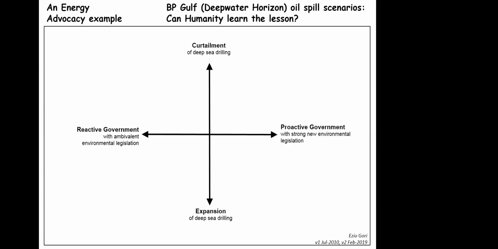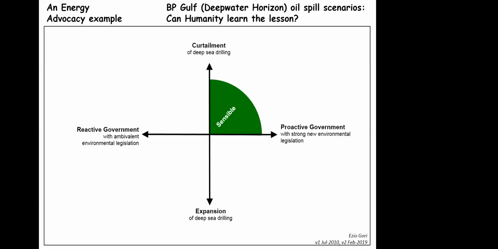And we juxtapose those against, imagine if we have a proactive government with strong new environmental legislation, or a reactive government with ambivalent environmental legislation. Now let's just explore these four scenarios that could materialize, depending on what position your leaders actually take you to. So we have a sensible scenario.